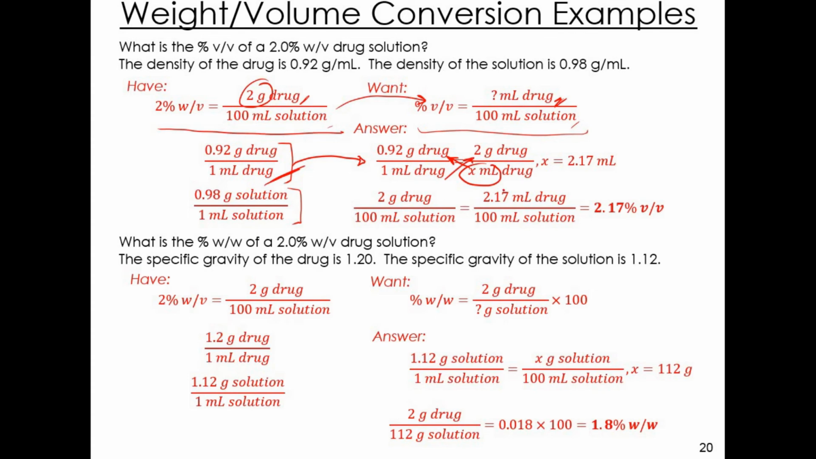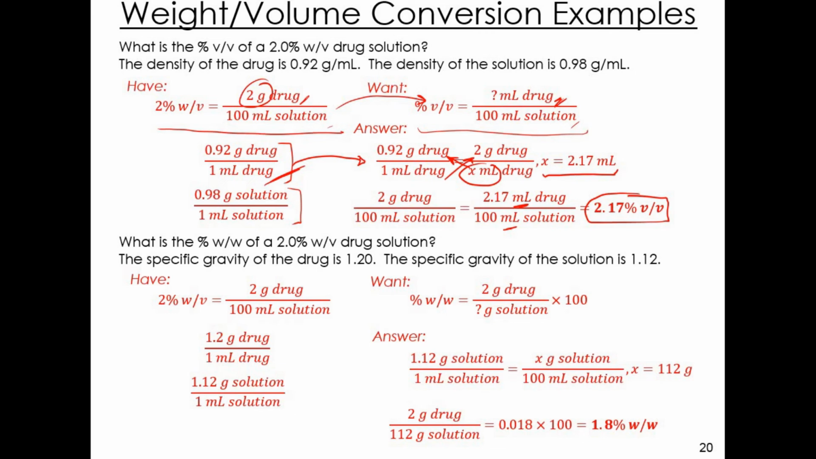Crisscross. Divide by 0.92. Answer is 2.17 mils. So that tells us that if there are 2 grams of drug per 100 mils, there are 2.17 mils of drug per 100 mils. We can divide and multiply by 100 or just use the value. It's 2.17% volume.